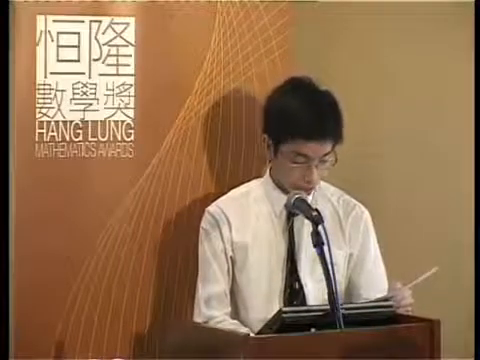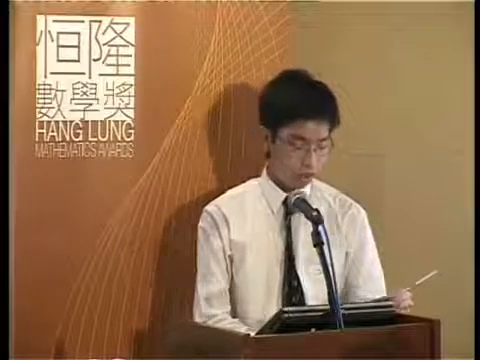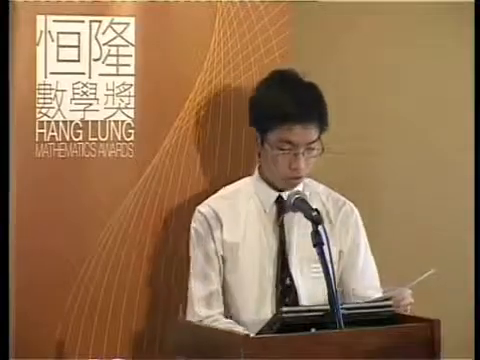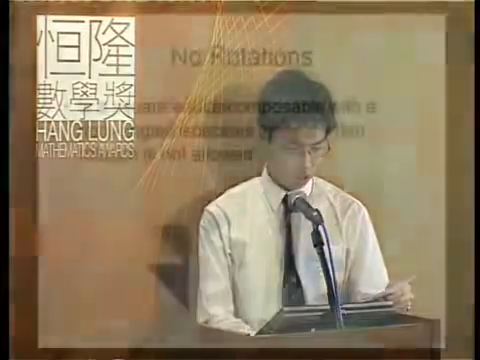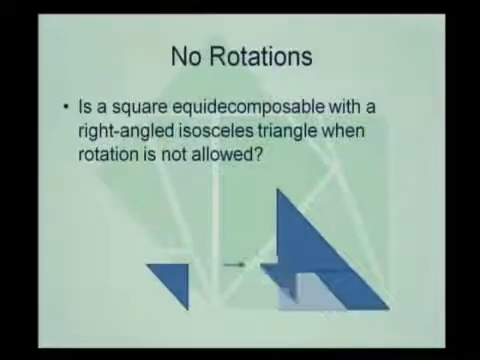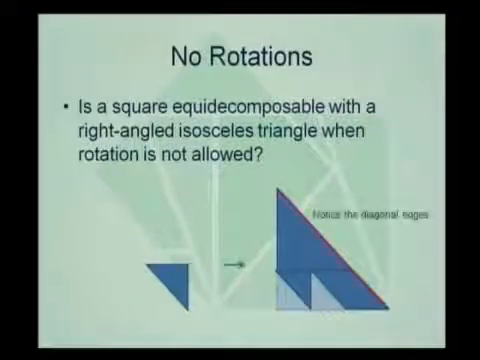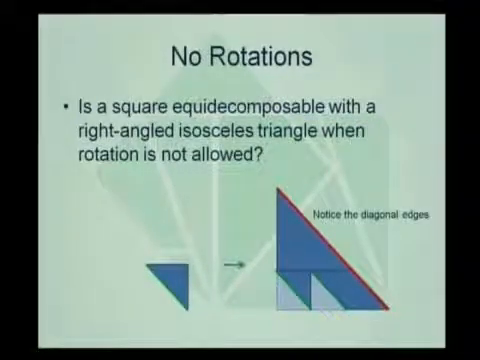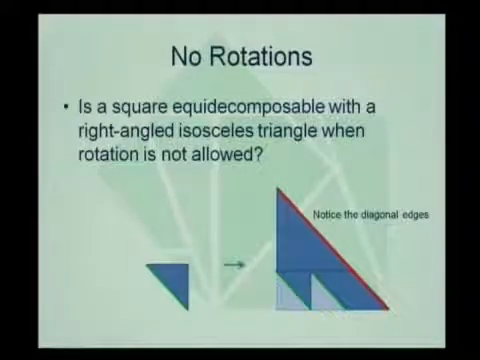The next question is, can we convert a square into a right angle isosceles triangle without using rotation? We can try doing so, but we will later find out that we are cutting more and more pieces. The answer is no. Notice the diagonal edge: the red line with the shape below it, and a green line with the shape above it. The two lengths are always equal.